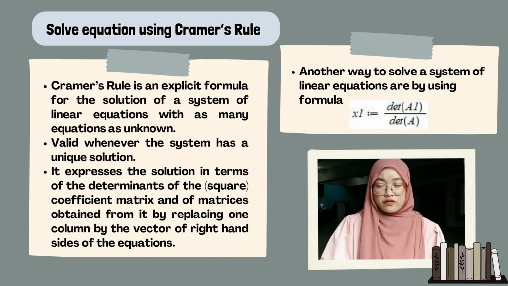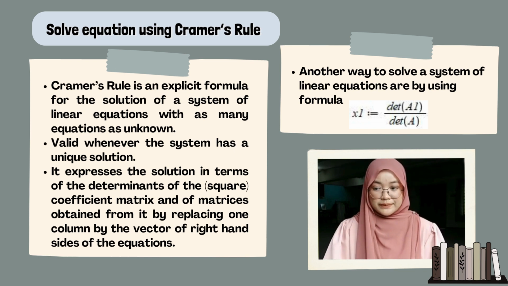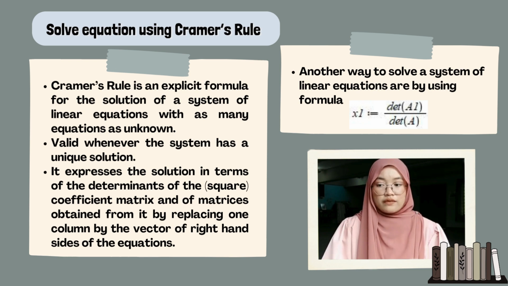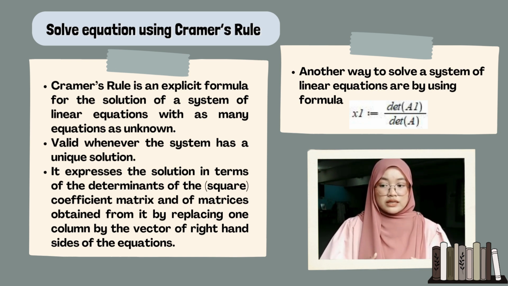First and foremost, we have to know what Cramer's rule is. Cramer's rule is an explicit formula for the solution of a system of linear equations with as many equations as unknowns, valid whenever the system has a unique solution. It expresses the solution in terms of the determinants of the square coefficient matrix and of matrices obtained from it by replacing one column by the vector of the right-hand side of the equations.